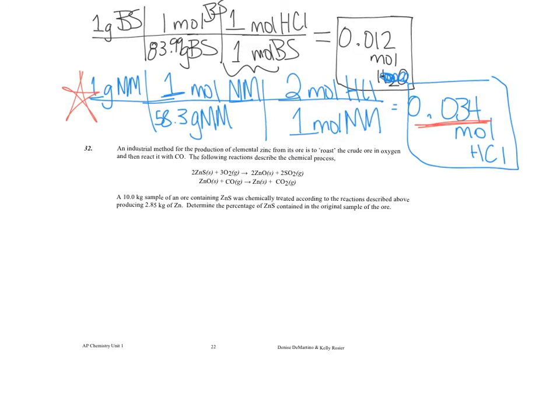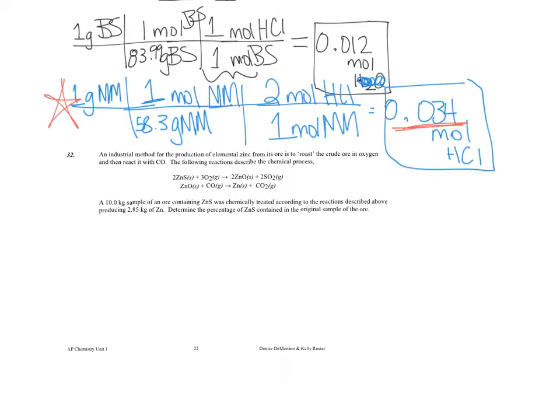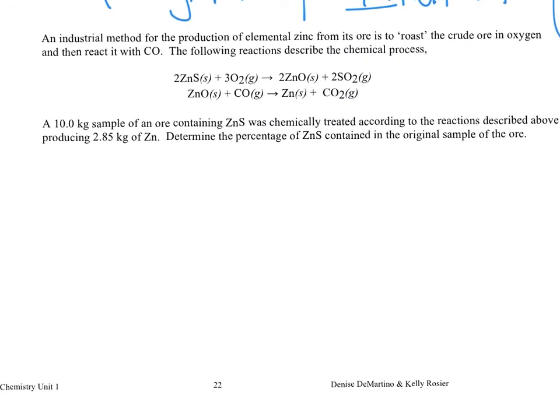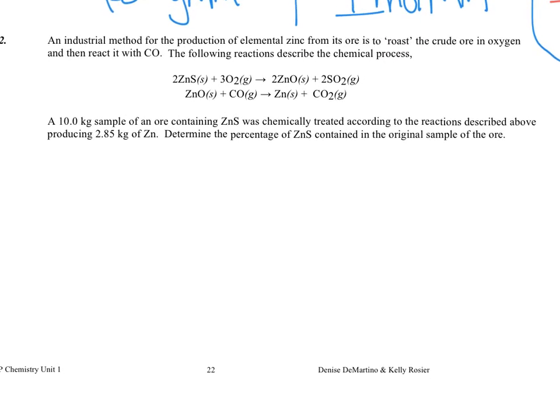And that is that an industrial method for production of elemental zinc from its ore is to roast the crude ore in oxygen and then react it with carbon monoxide. The following reactions describe the chemical process. Okay, so then they tell us that we have a 10 kilogram sample of an ore containing zinc sulfide, which was chemically treated according to the reactions described above, producing 2.85 kilograms of zinc. Determine the percentage of zinc sulfide contained in the original sample of ore.